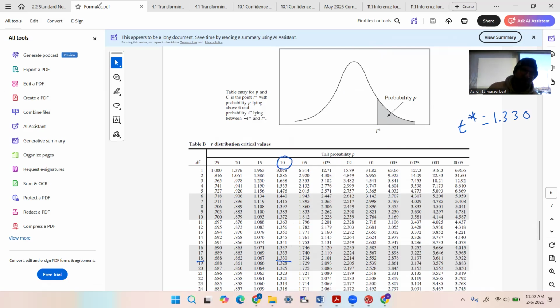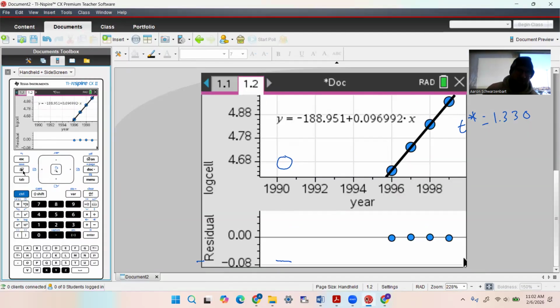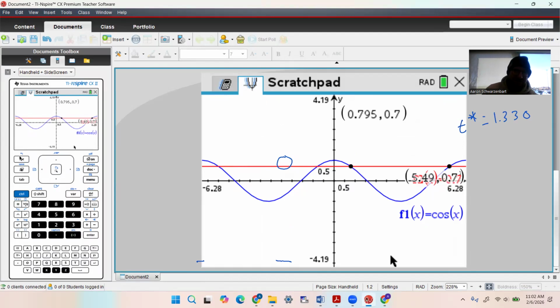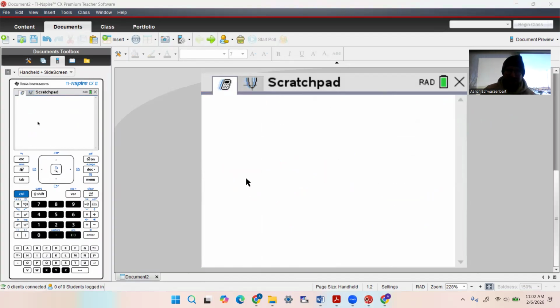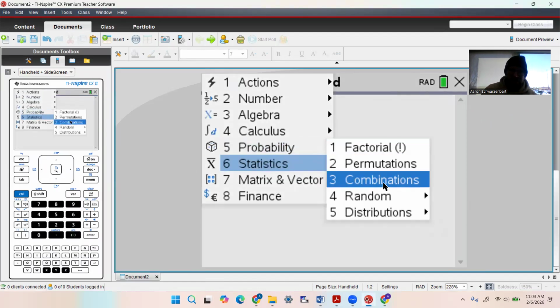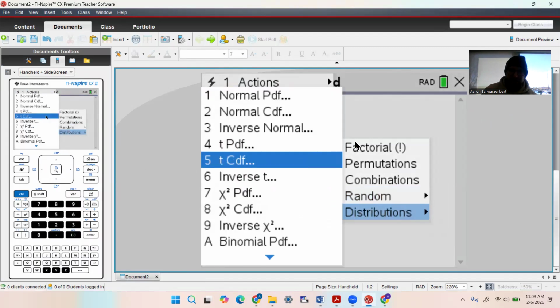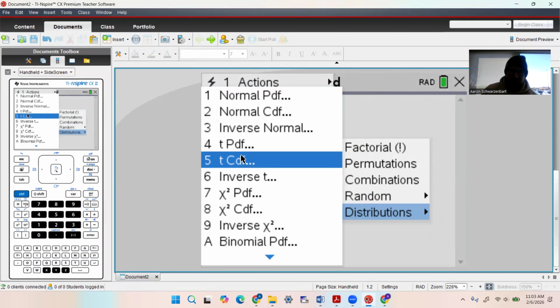Doing this on your calculator, which is going to be important because you don't have a table on your test: Menu. You can get it under distributions, either under statistics or under probability. And we are looking at either a TCDF or an inverse T.